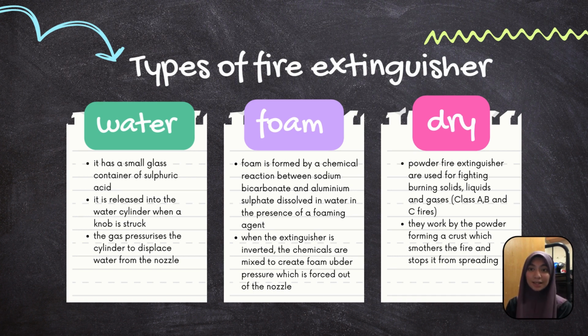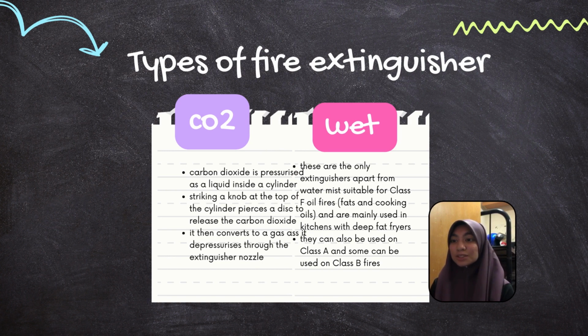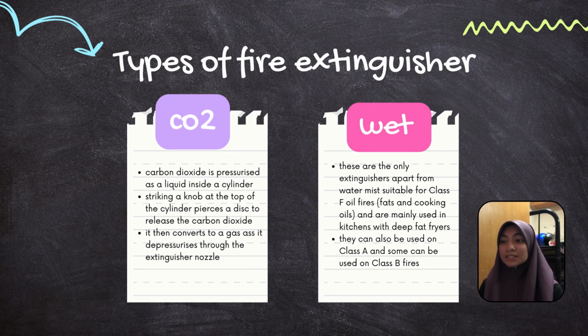Number 3 is dry powder. Dry powder fire extinguishers are used for fighting burning solids, liquids and gases, which are class A, B and C fires. They work by the powder forming a crust which smothers the fire and stops it from spreading. Number 4 is CO2, which is carbon dioxide. Carbon dioxide is pressurized as a liquid inside a cylinder. Striking a knob at the top of the cylinder pierces it to release the carbon dioxide, which then converts to a gas as it is depressurized through the extinguisher nozzle.